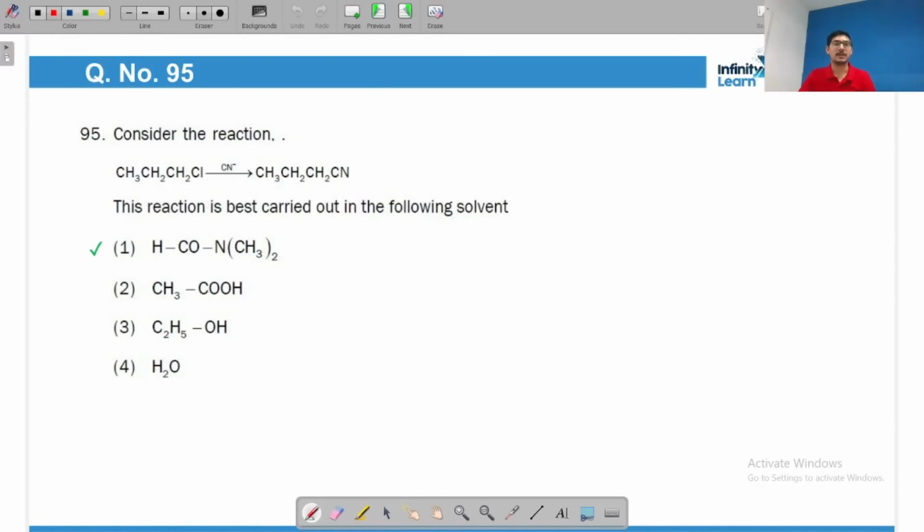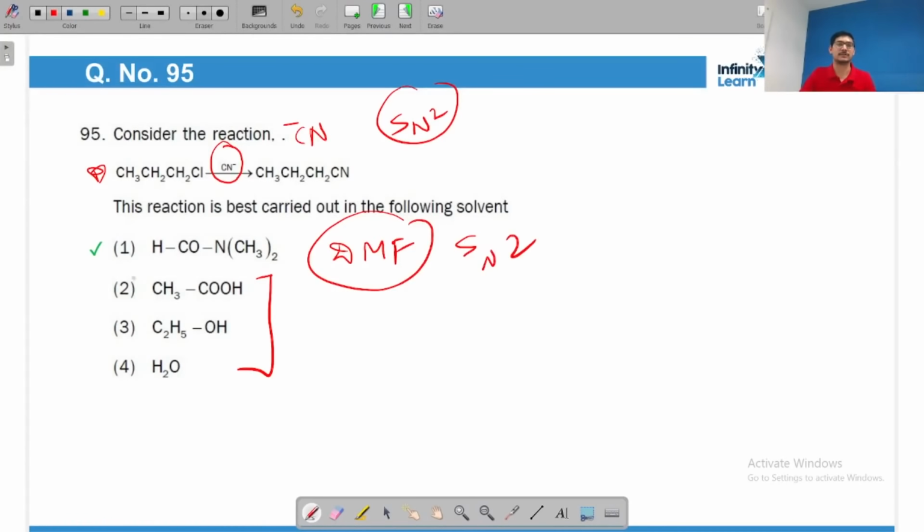Consider the reaction. Just observe this reaction carefully. The nucleophile is very strong, cyanide, which is usually the case in SN2 reaction, and there's no carbocation rearrangement, right? We could have had a carbocation rearrangement primary to secondary, but no. So this reaction definitely didn't occur by SN1, it occurred by SN2. And if you notice, these are polar protic solvents which are favored in SN1 reaction, and this is dimethylformamide. It is a typical solvent used in SN2 reaction. So this is the correct answer.